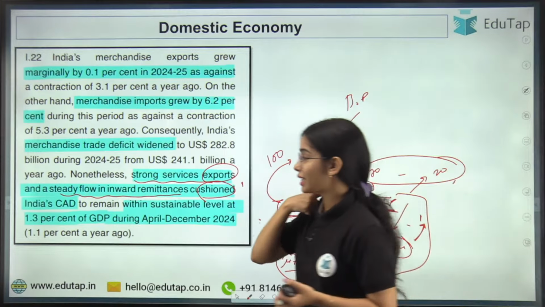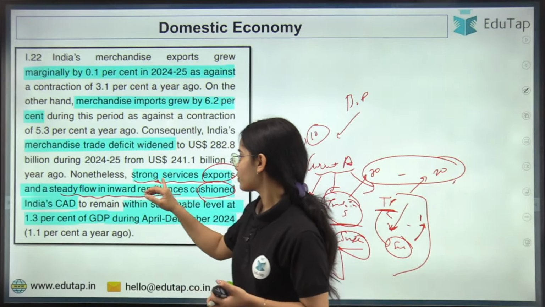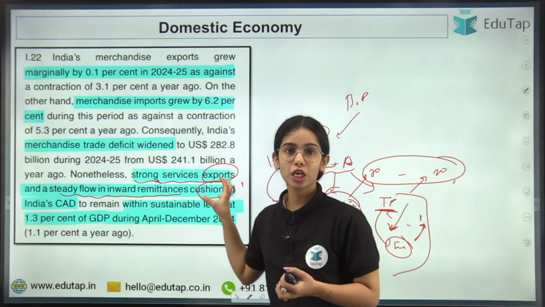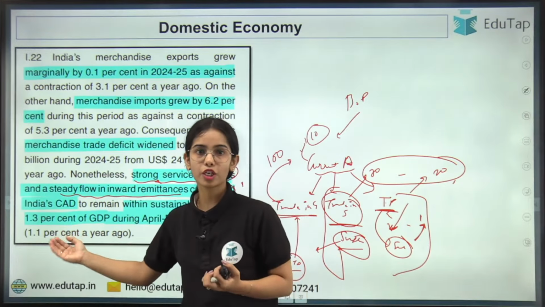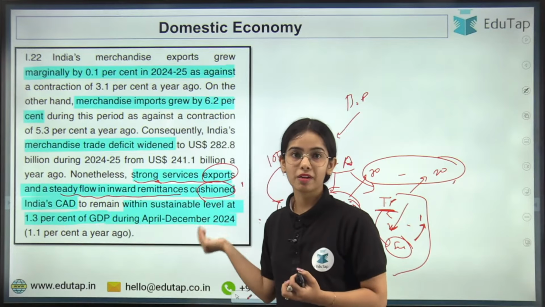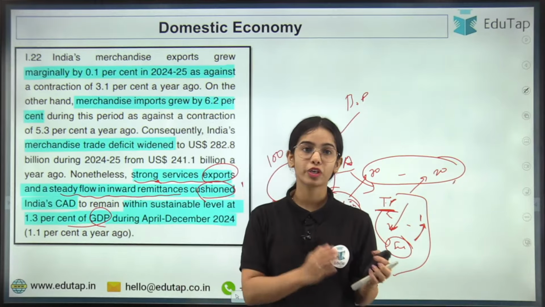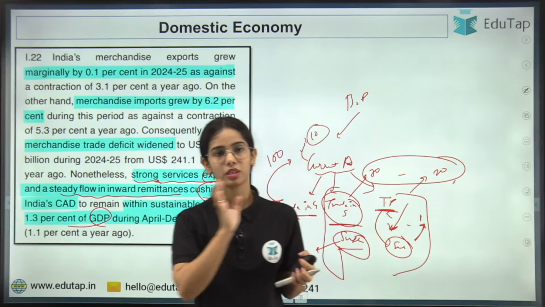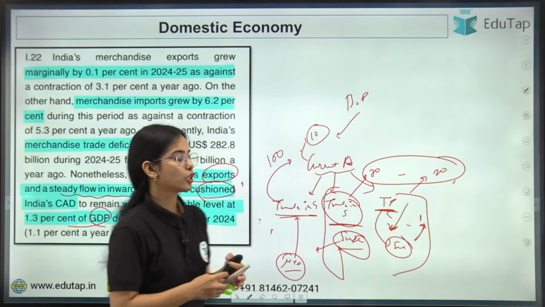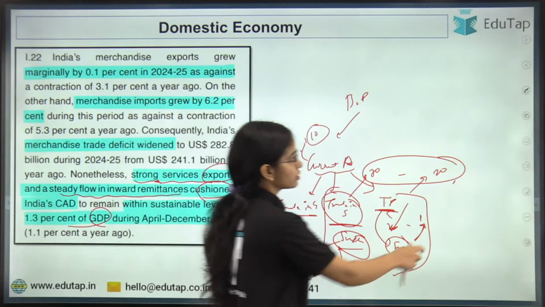Okay, so this is the idea, that the services and the inward remittances cushioned India's current account deficit to remain within the sustainable level at 1.3% of the GDP as compared to 1.1% of the GDP in the previous financial year. Okay, so this is the idea. Any confusion here, anyone?